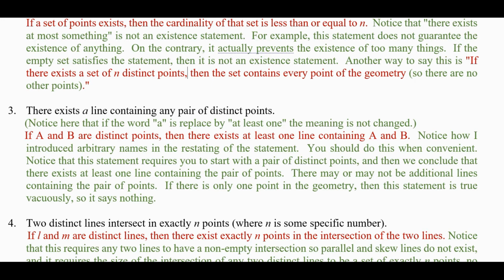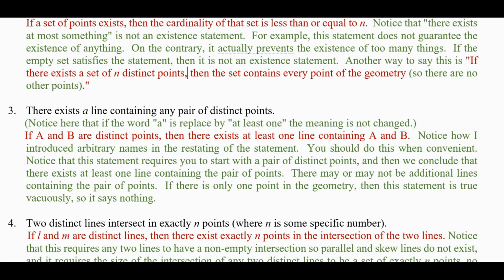So we might say that is, if A and B are distinct points, then there exists at least one line containing A and B. Notice how I introduced arbitrary names A and B in restating the statement. That's something you probably should do when it's convenient. And once again, this statement starts by requiring you to have a set of distinct points, and then we reach the conclusion there's at least one line containing the pair of points. There may or may not be additional lines containing that pair of points. We don't know. There's at least one.